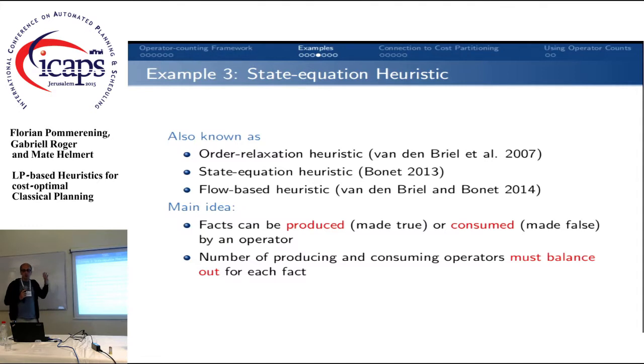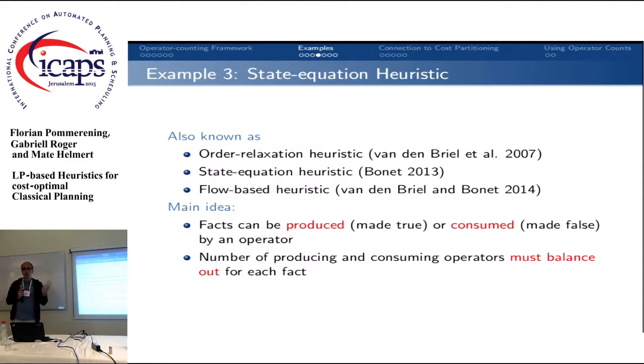All of these have in common that they are based on the idea that an effect in the planning problem can be either produced or consumed by an operator. And with produced, I don't mean that this is an effect, it's true after the operator is applied. It's more strict than that. I mean, an effect is produced if it is made true. So if it was false before and afterwards it is true. And consumed is the same thing. An operator consumes an effect if the effect is true before and false afterwards.